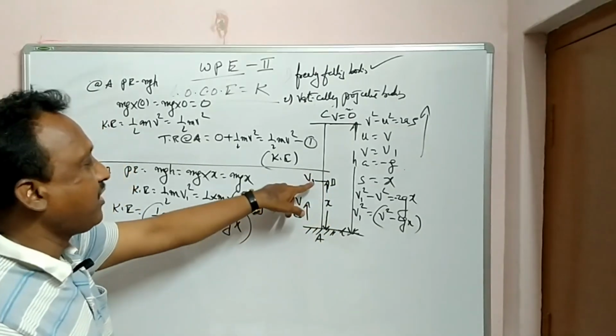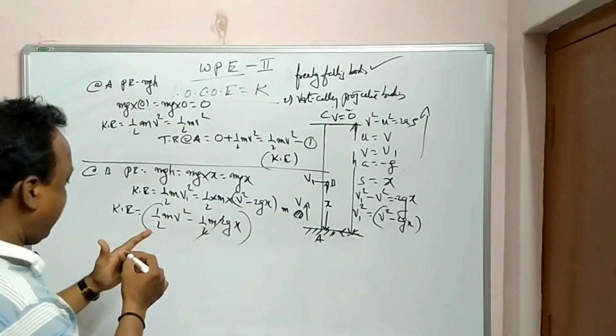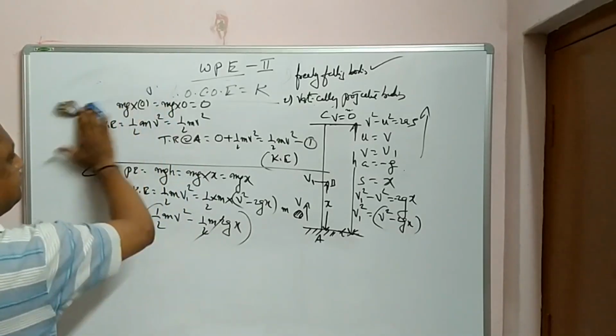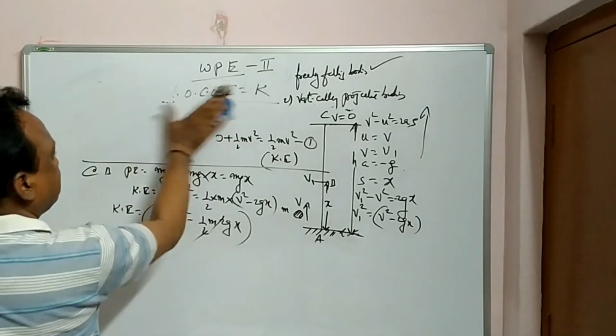But what we want is the total energy at B. So I'll try to write it on the top, which is better. I'll write here. Okay? See here.